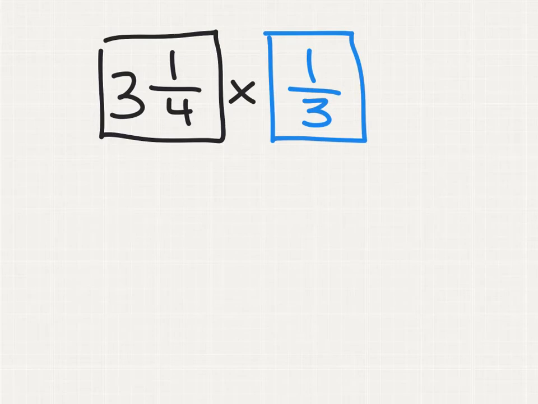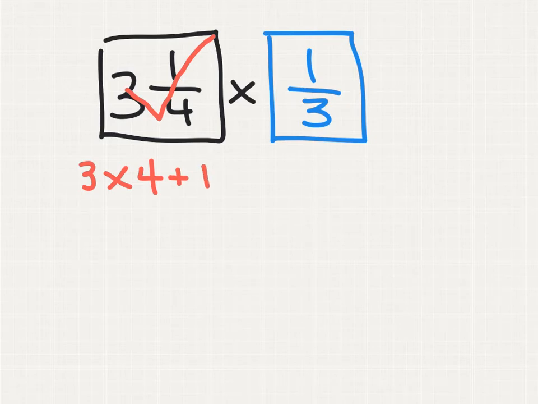So the way that I do that is I use what's called the check method. I start at the whole number, multiply it times the denominator, and add the numerator. The check method. 3 times 4 plus 1.